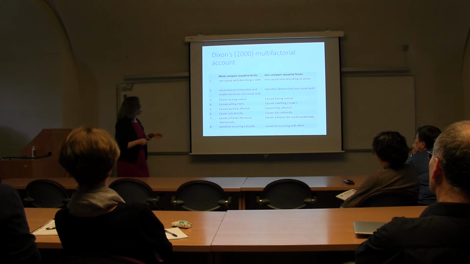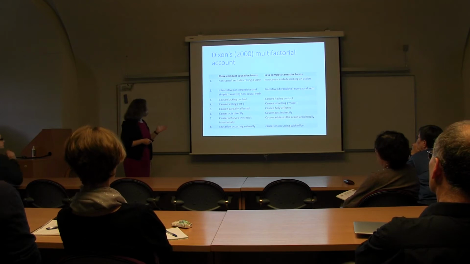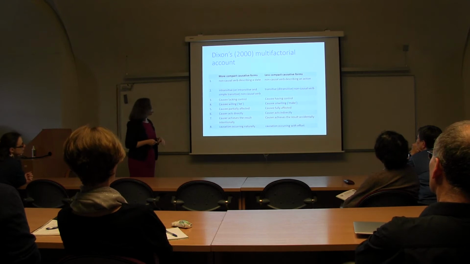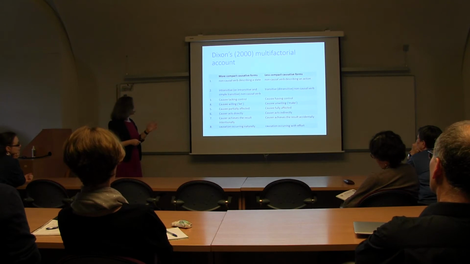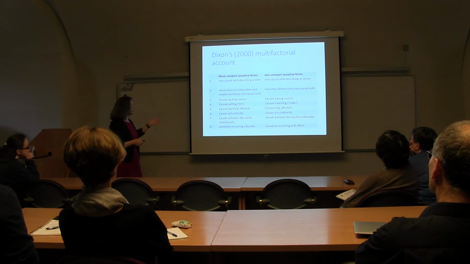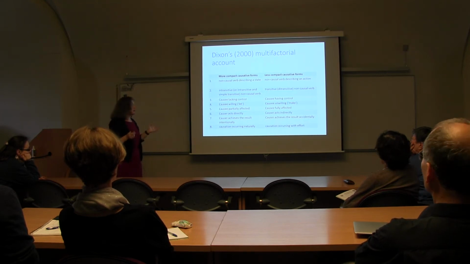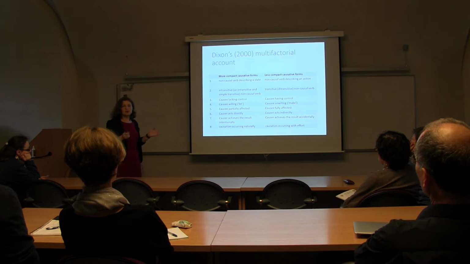Other parameters are the transitivity of the base non-causative verb, whether the causee lacks or has control, whether the causee is willing or unwilling, partially or fully affected, whether the cause acts directly or indirectly, whether the cause achieves the result intentionally or accidentally, and whether causation occurs naturally or with effort. So this is really an interesting list. Let's see whether they actually matter, but this hasn't been tested quantitatively, at least as far as I know. So maybe it just doesn't work. Then we don't have any problems.